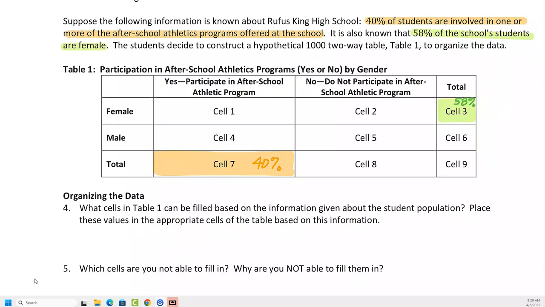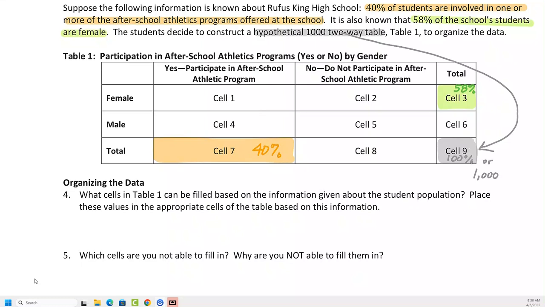Okay, and then just as a quick note, it's a hypothetical 1,000 two-way table. And so we do know also from this information, cell 9, which is going to be 1,000, but we know it's 100% also. So I'll say that, or 1,000. Okay, are we okay with that?